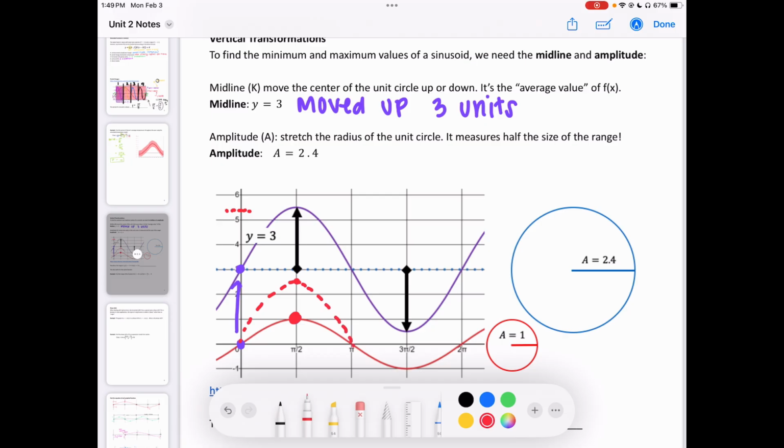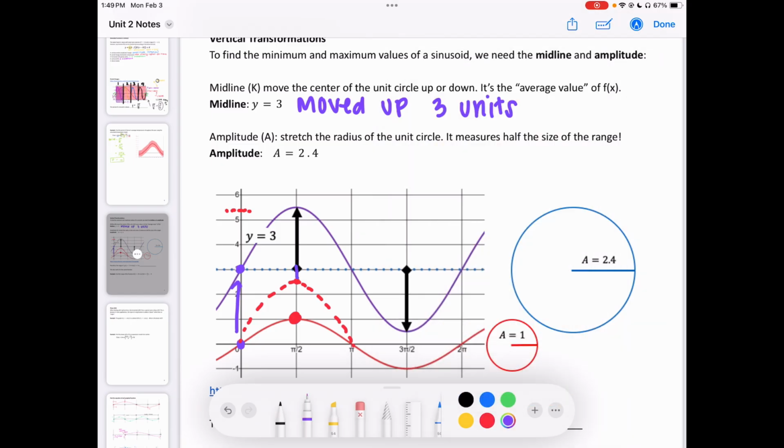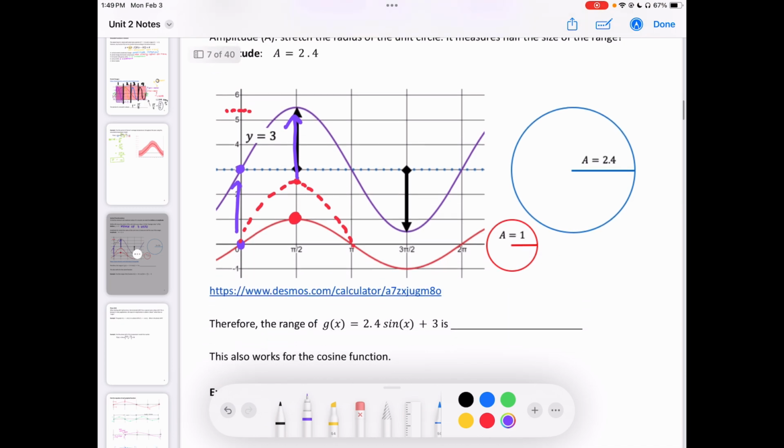It would be there, and then we moved up those 3 units. From here to here, that is up 3 units. Okay. You can continue that curve all the way to 2 pi.